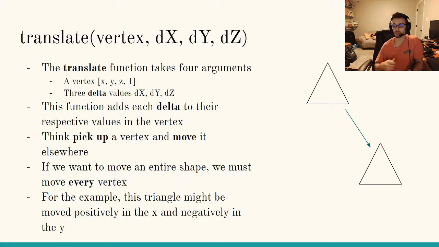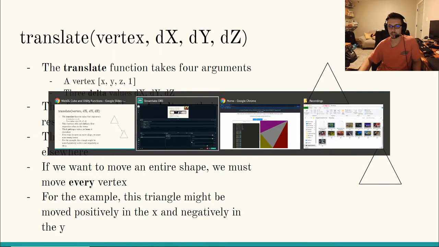So if we want to move, for example, the triangle on the right-hand side of the screen down and to the right, for every vertex in the triangle, we'll apply the translate function to give it a positive x and a negative y value. So let's move back to the playground, and we'll play with each of these functions to see how they work.